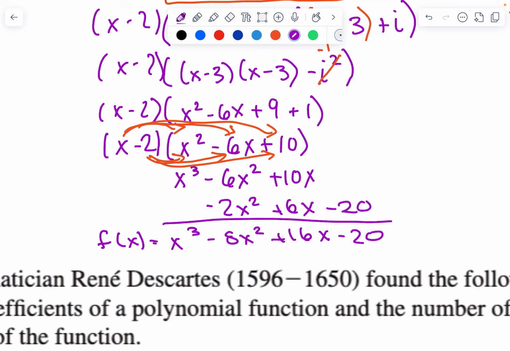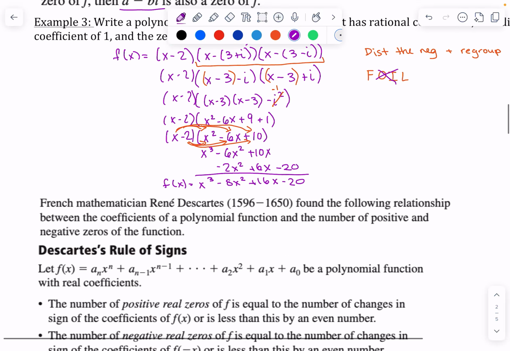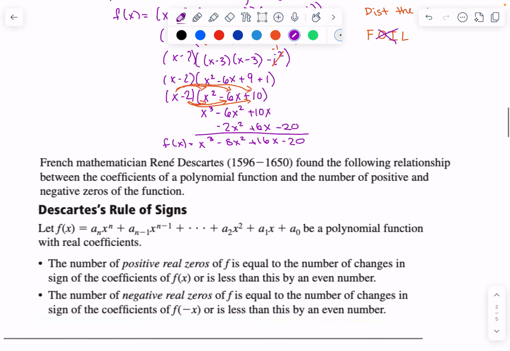This next part of the lesson is something that we haven't seen before. It's a little bit different, but it's not too bad, and it just takes a couple practice problems before you get the hang of it. Okay, so there is a famous mathematician, Rene Descartes, who has come up with a bunch of different theorems, a bunch of important things that are good for us to know.